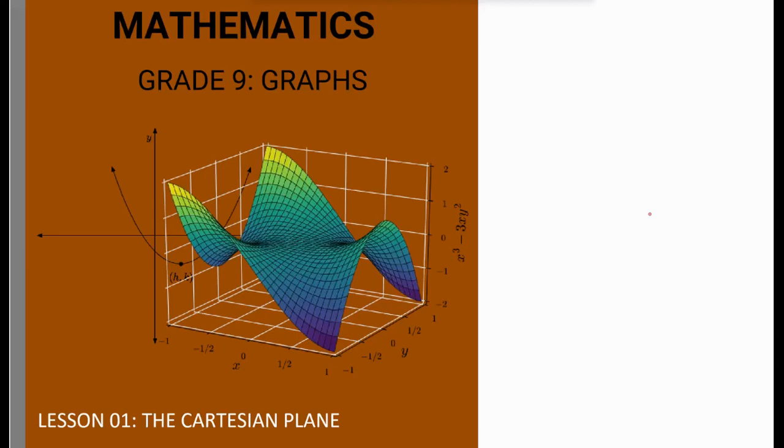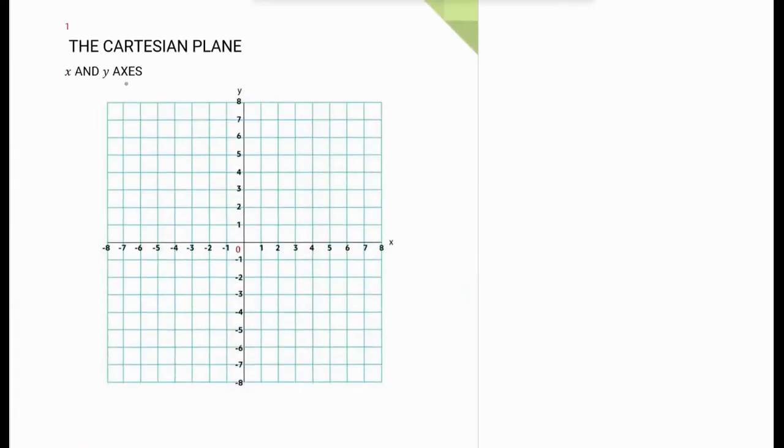Let's discuss the Cartesian plane, that is the x and y axis. "Axes" is plural. It means if we're talking about the two of them, we say axes, but if it's one, we say axis. Okay, this is the singular, and then this is the plural. The Cartesian plane, or the x and y axes, are actually number lines.